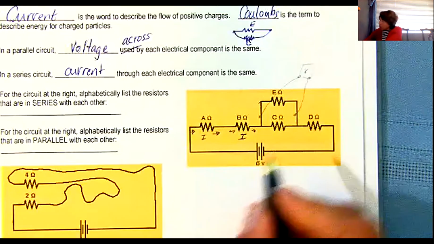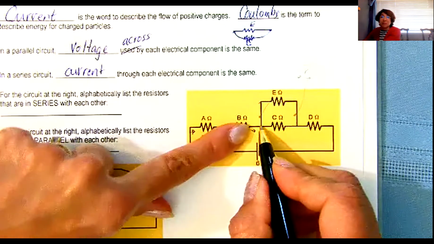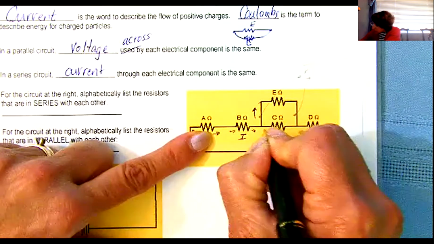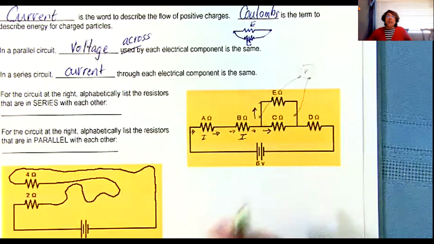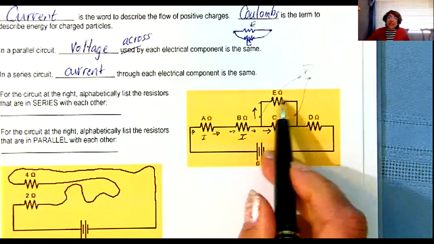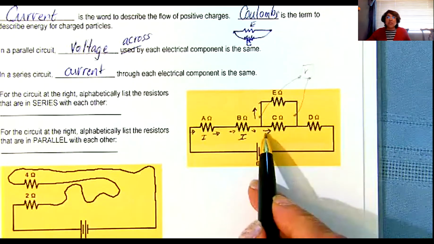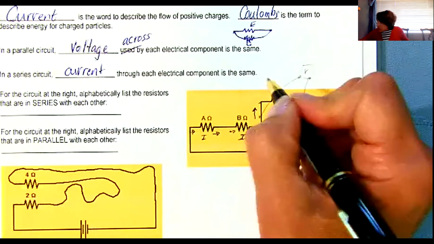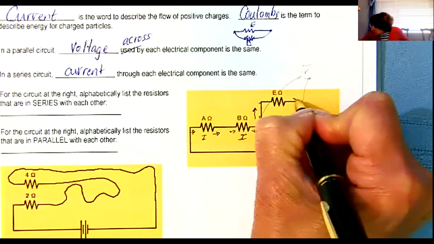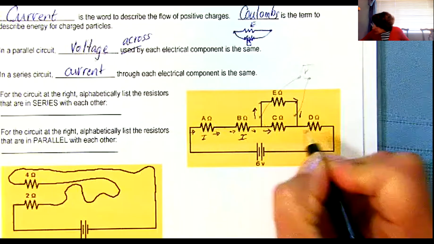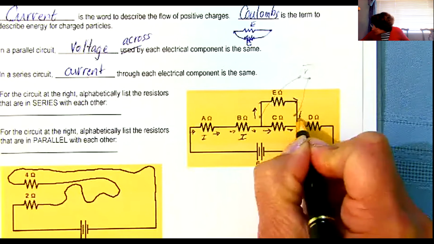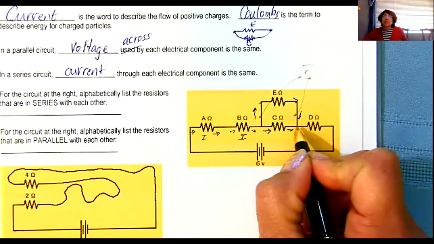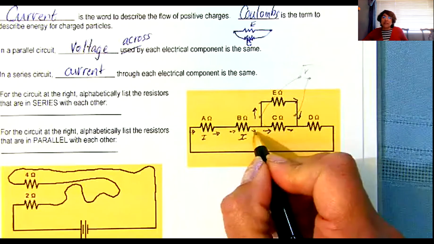Look what happens when the current gets to this point right here, it splits. Some of it's going to go up through the E resistor and some of it's going to go through the C resistor. Okay? So the E resistor current continues here, it comes down, and it's going to add with this resistor. When they add up together, it will be the same as when it came in.